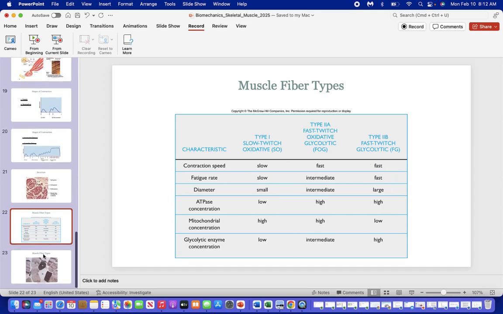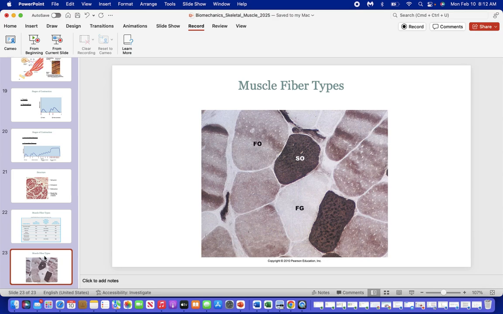And then this last slide is an image of all the fibers together. That was a very quick, hopefully a review of some of what you learned in A and P.